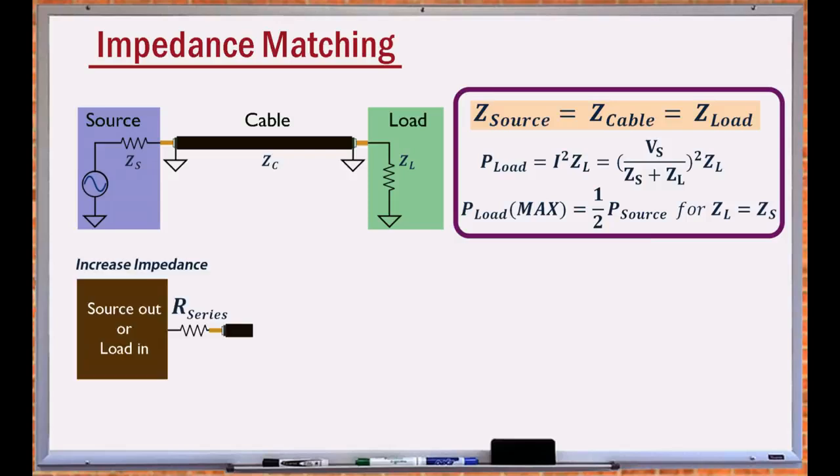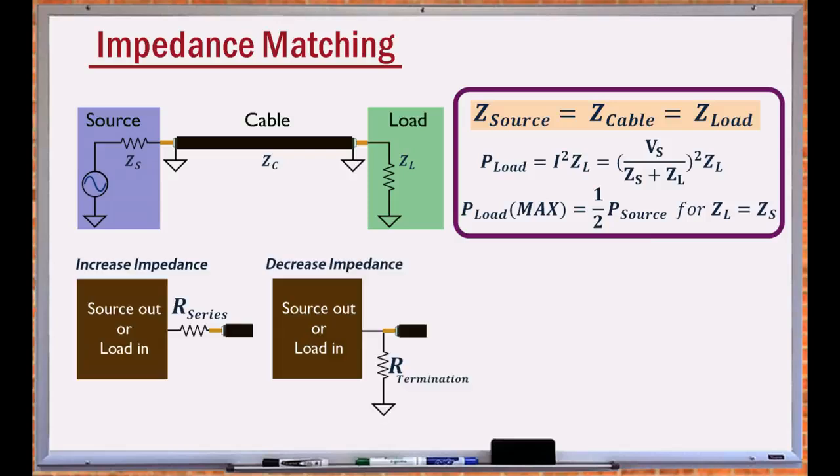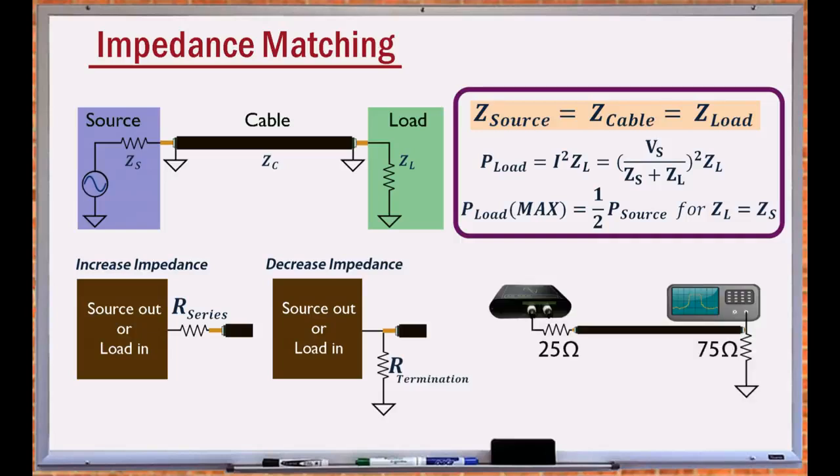Adding a resistor in series with the source or the load, or using a termination resistor, is a basic method to achieve impedance matching. This circuit matches the impedance of a signal generator with a source impedance of 50 ohms, and an oscilloscope with an input impedance of 1 megaohm, to a cable with a characteristic impedance of 75 ohms.